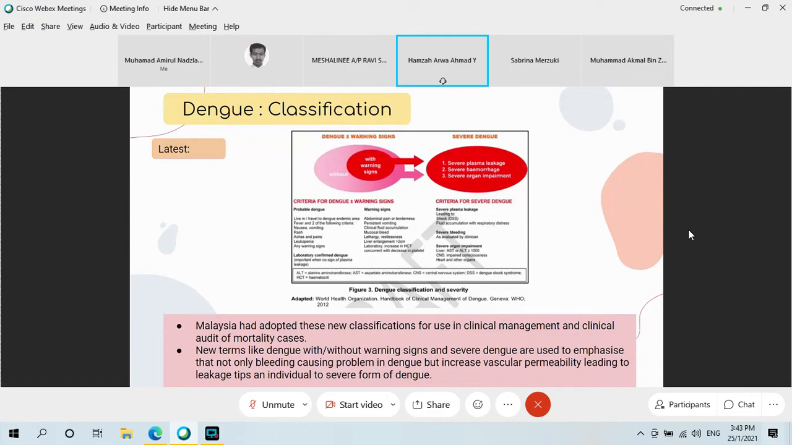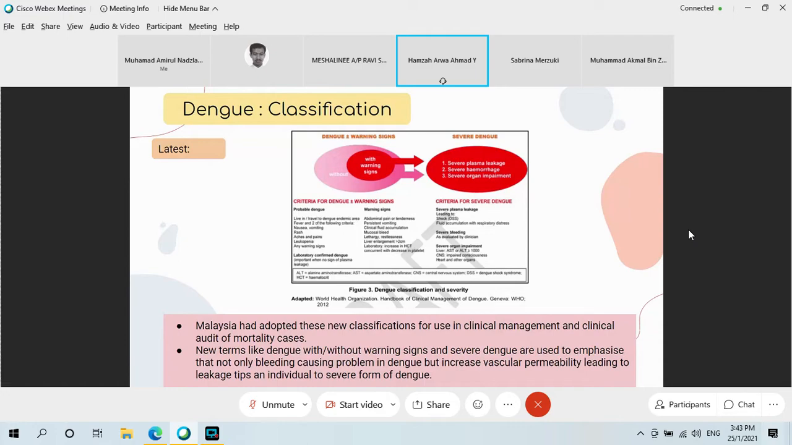So in the laboratory investigation, the AST and ALT are going to be elevated. There is going to be an increase in hematocrit with a concurrent rapid decrease in the platelet count. The second classification is severe dengue, which has three main criteria. The first one is severe plasma leakage leading to shock and fluid accumulation. The second criterion is severe bleeding.